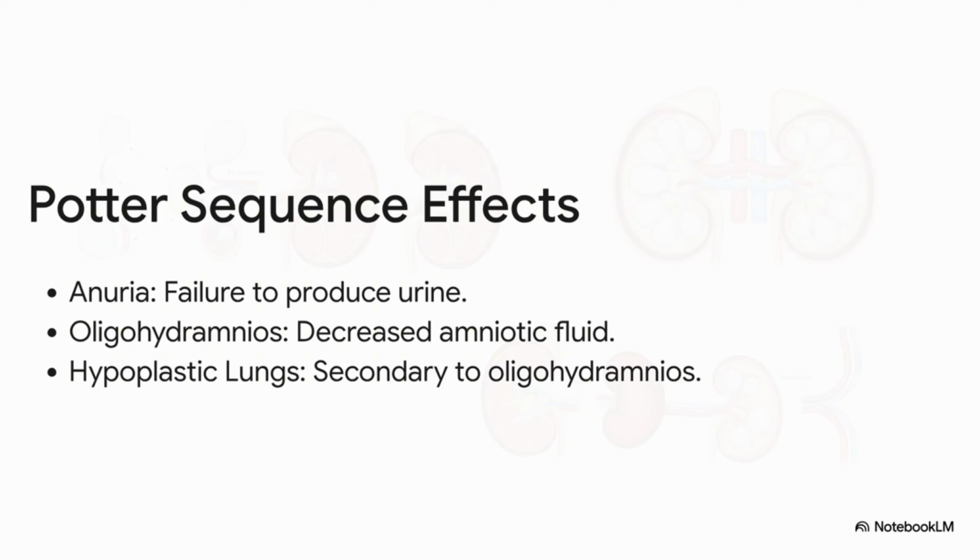Because there are no kidneys, the fetus experiences anuria, a complete failure to produce urine. And since fetal urine is a massive component of amniotic fluid, anuria directly leads to oligohydramnios, which is a severely decreased volume of amniotic fluid. Without that fluid volume to physically expand the uterine cavity and let the fetal chest practice breathing movements, the fetus develops hypoplastic, severely underdeveloped lungs. So just remember the flow. Agenesis causes anuria causes oligohydramnios, and oligohydramnios causes hypoplastic lungs.